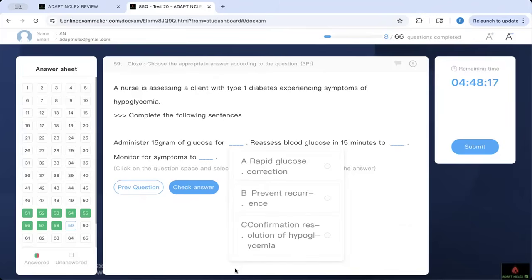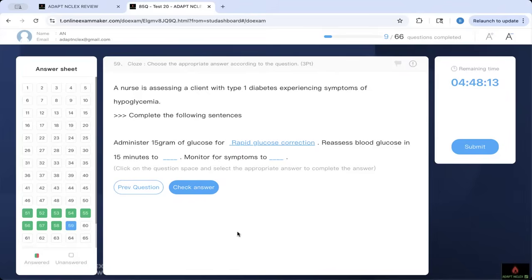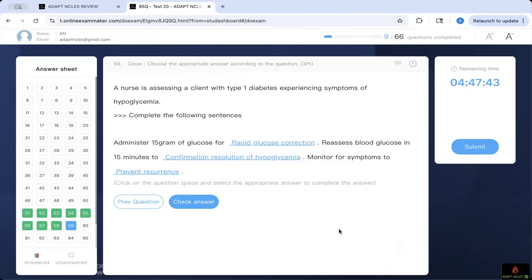What are you going to do? What is the first thing you do? Rapid correction. Test the blood glucose in 15 minutes to confirm resolution of your symptoms. And then monitor the symptoms for what? Recurrence. So that's what you do. 15 grams of glucose for rapid glucose correction. Reassess the blood glucose in 15 minutes to confirm resolution of the hypoglycemia. And then monitor for signs and symptoms of what? Recurrence.